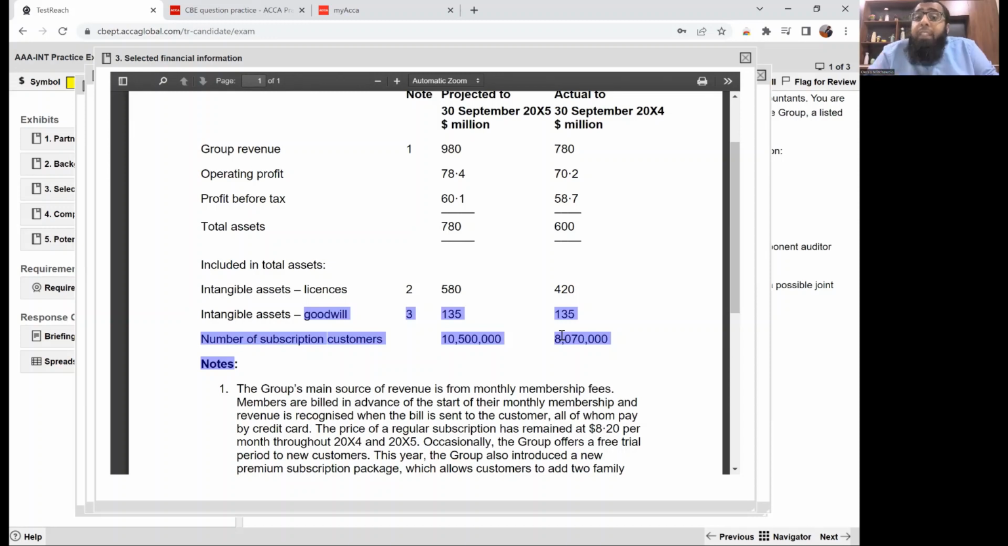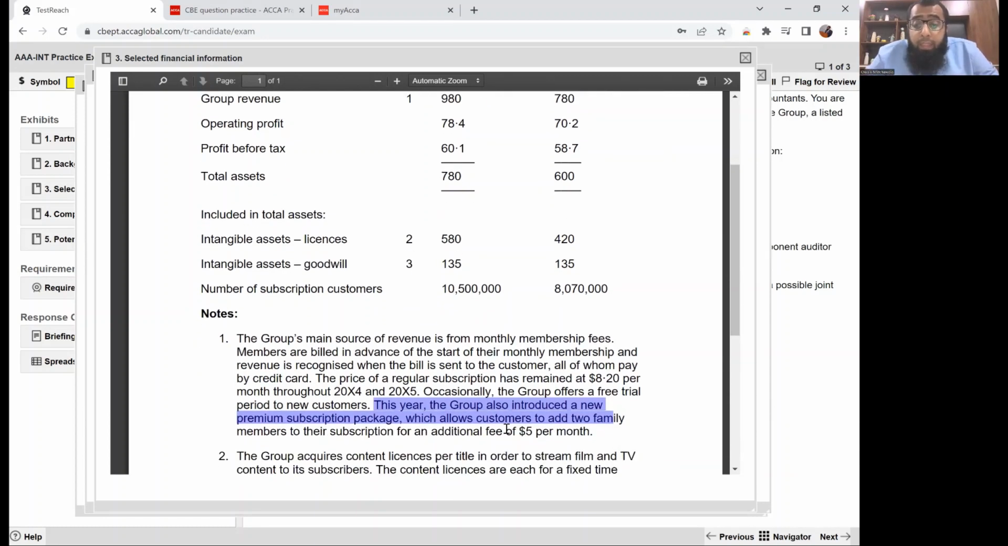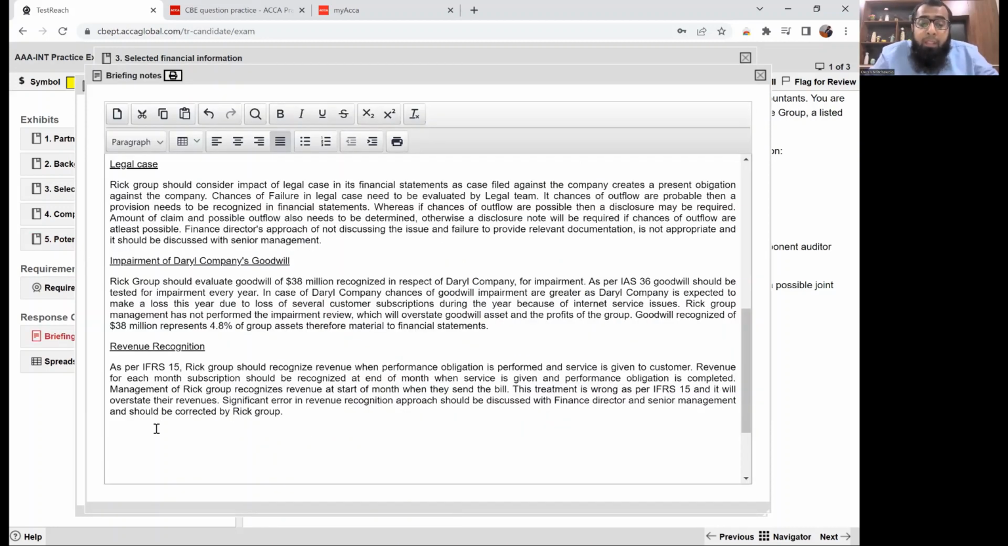Now, this is something which is odd because during the year, the group introduced a new subscription package under which the customers have to pay an extra $5. Okay? The customers pay an extra fee of $5. So the revenue per customer should have increased. Per subscribed customer revenue should have increased. But apparently that revenue per customer is declining. The price of regular subscription has remained at $8.2. Now see, while I develop the answer, maybe you will be able to understand in a better manner.